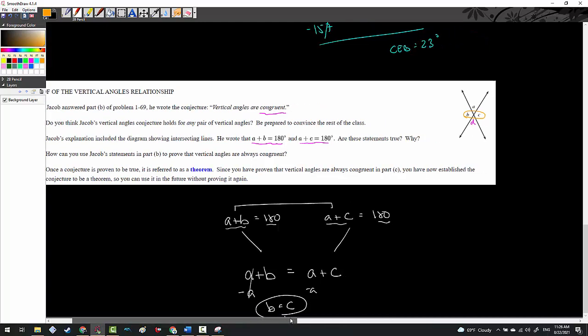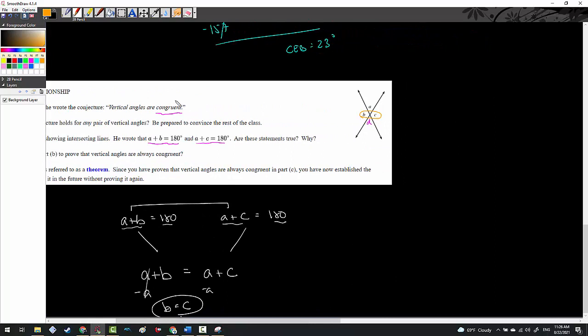Now, that can be done again to show that A and D are equal. Let me see if I can line this up correctly. I can say that A plus B equals 180 and B plus D also equals 180, and they do, because it's a linear pair right here. Then I can say that A plus B equals B plus D, and then I can subtract B from either side, and then A equals D. Again, vertical angles are congruent.